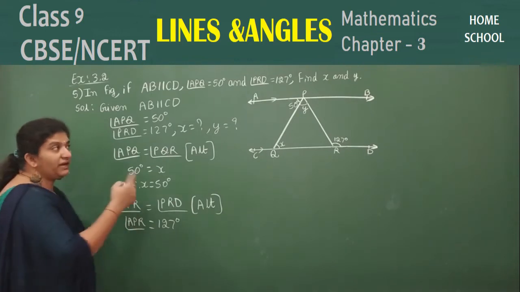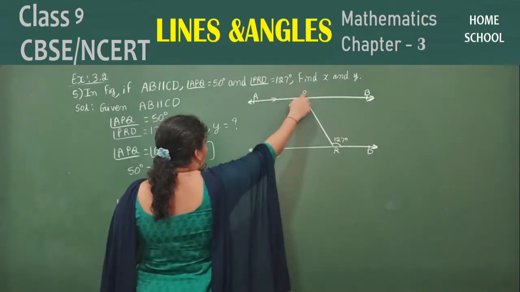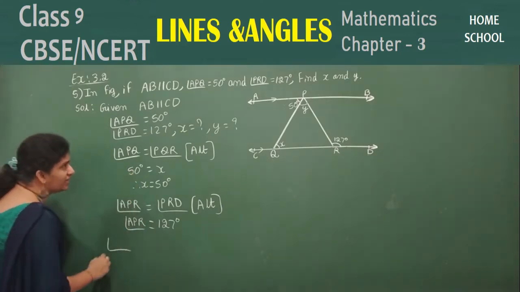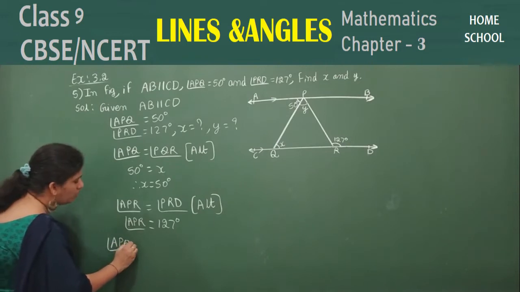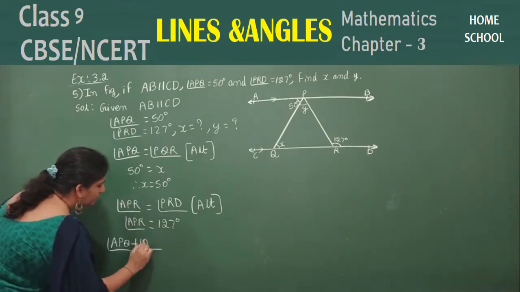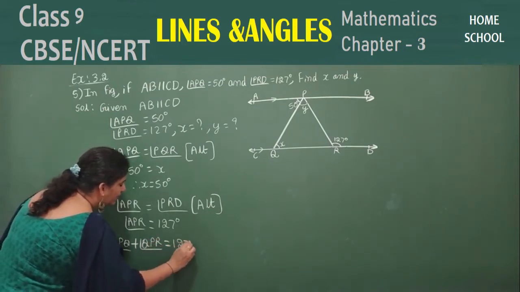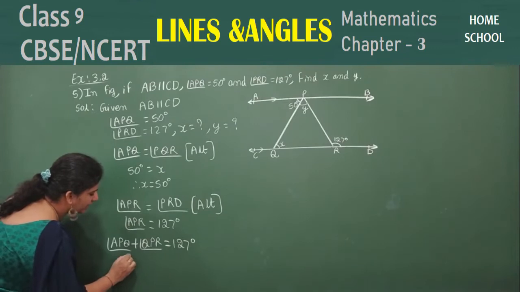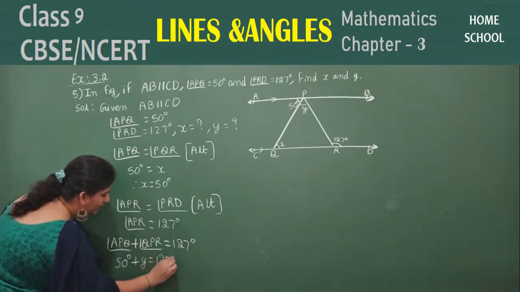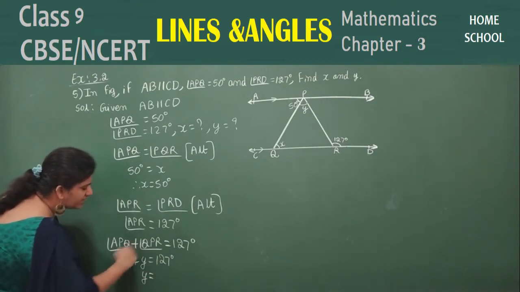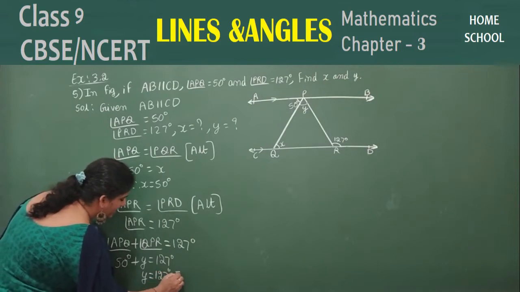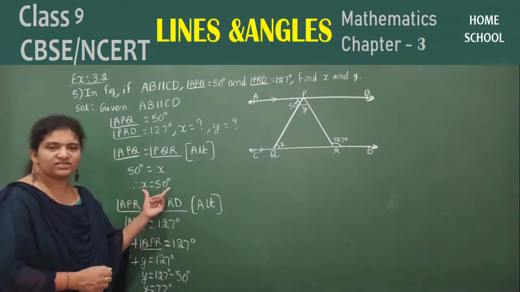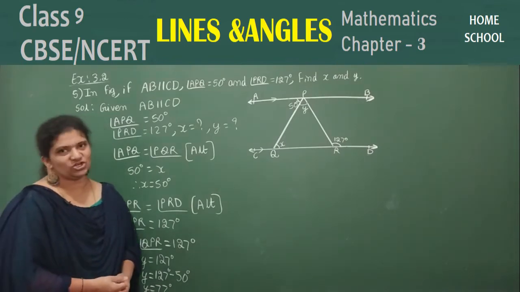But this angle is split here. How is this angle split? Angle APQ and angle QPR. So I will write here, instead of angle APR, the two angles: angle APQ plus angle QPR is equal to 127 degree. What is this angle APQ? 50 degree. 50 degree plus angle QPR, which is Y, is equal to 127 degree. Then Y is equal to, sending this 50 to that side, 127 degree minus 50. That will be Y is equal to 77 degrees. Your answer. X value is 50 and Y value is 77 degrees. Your answer.